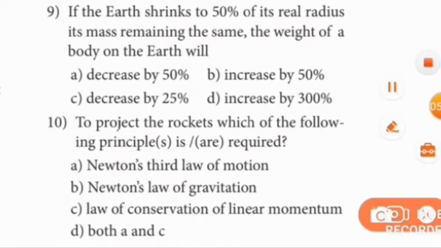Ninth question: if the earth shrinks to 50% of its real radius, its mass remaining the same, the weight of a body on the earth will: decrease by 50%, increase by 50%, decrease by 25%, increase by 300%. So the answer is C, decrease by 25%.